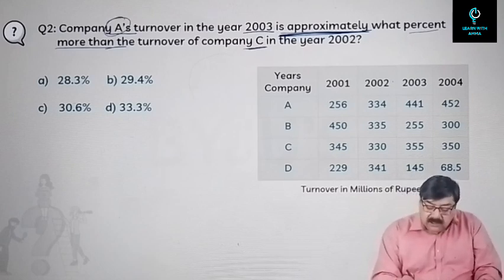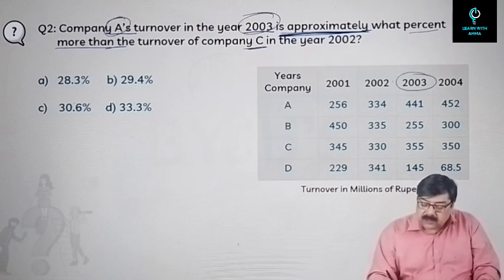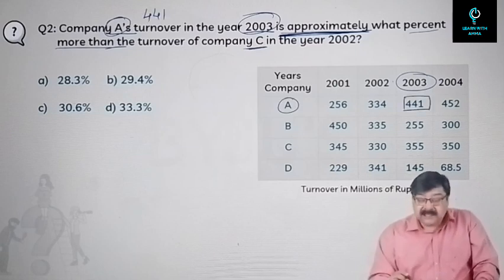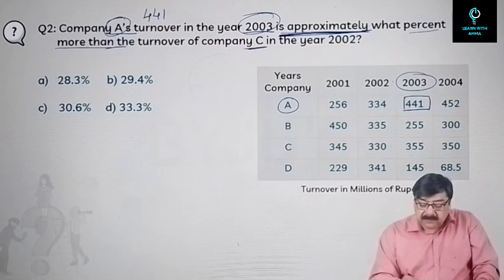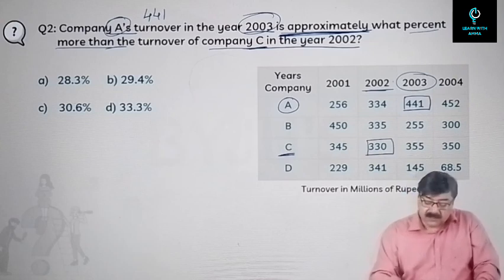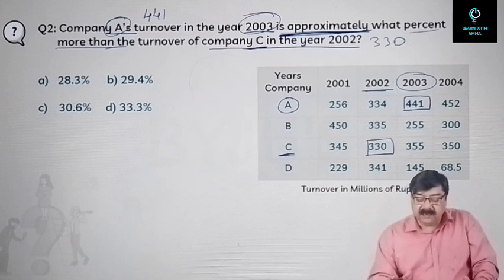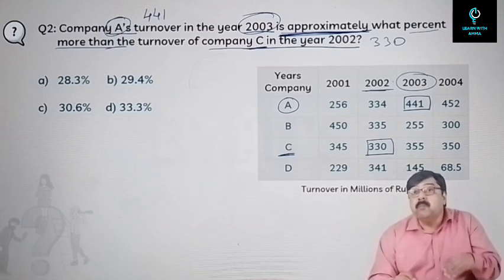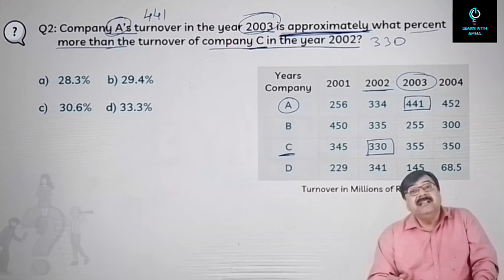So A's turnover in 2003, we go to year 2003. This is company A, so we get the figure 441 here. Now the second figure that we need to find out is for company C in the year 2002. This is 2002, this is company C, intersection 330. So 330 is what we get as the second figure. So now the question can be reduced to the form that 441 is approximately what percent more than 330.